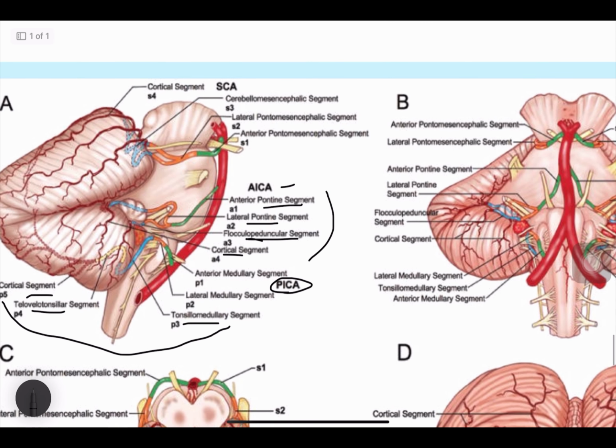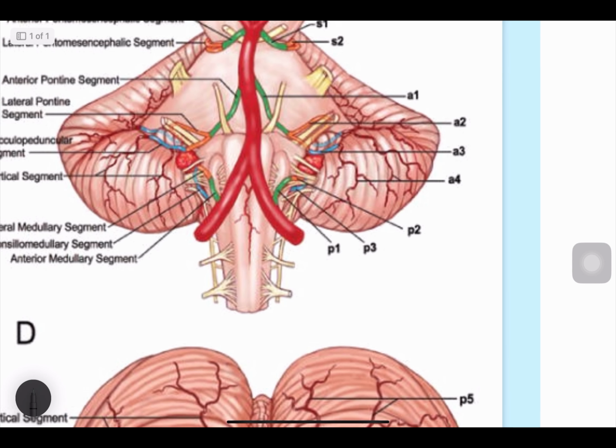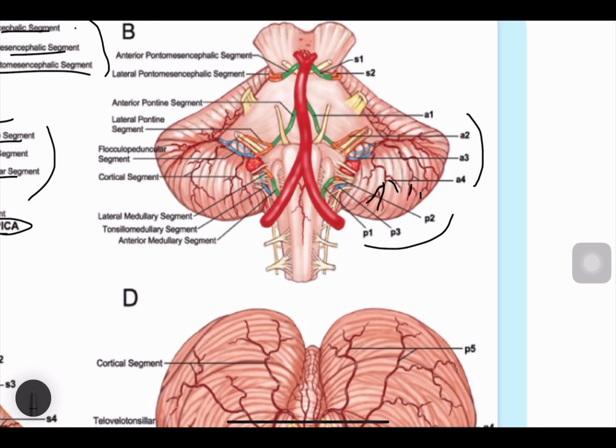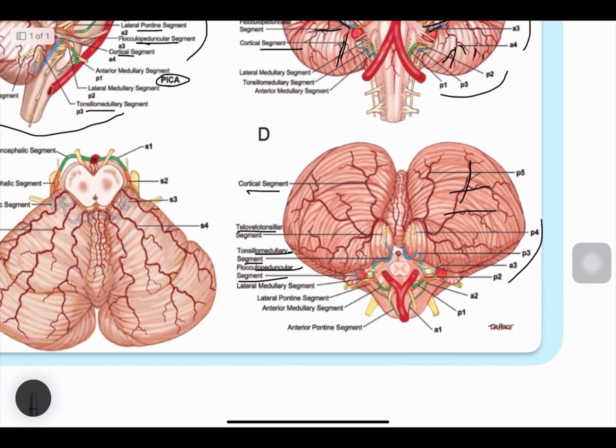And this is the superior cerebellar artery giving off the segments which give the cortical, pontomesencephalic, mesencephalic, and cerebromesencephalic segments. And over here as well we can see the posterior inferior cerebellar artery and the anterior inferior cerebellar artery giving off the cortical segments and the flocculo-peduncular segments, supplying the flocculonodular region, by the posterior inferior cerebellar artery.